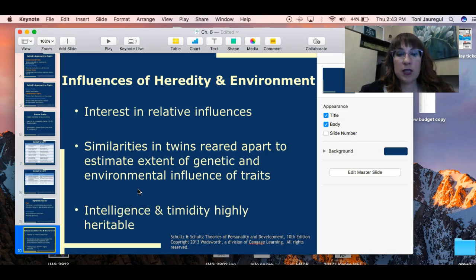Similarly, he did some twin studies, and intelligence and timidity are highly heritable. So again, like one's own form of thinking, shyness, things that he was saying this is something that we inherit.